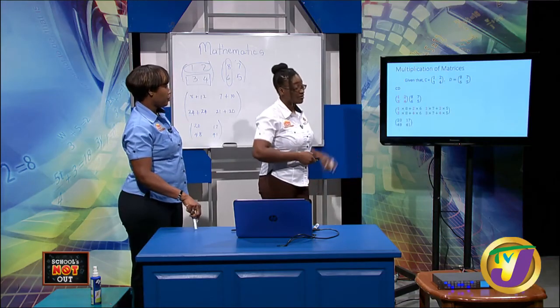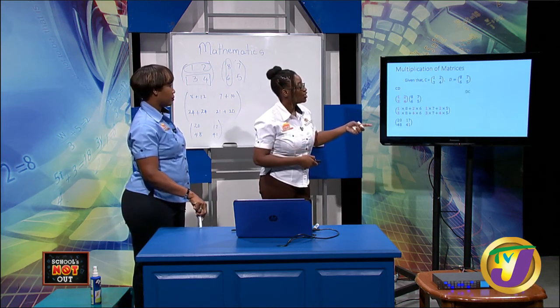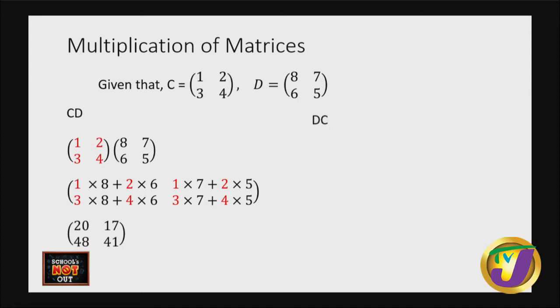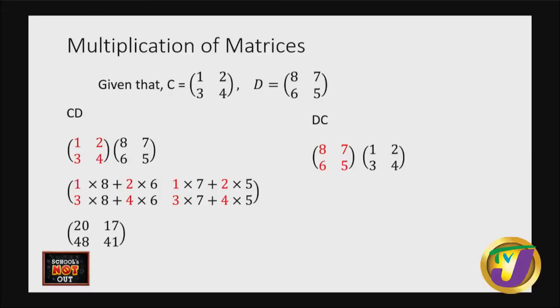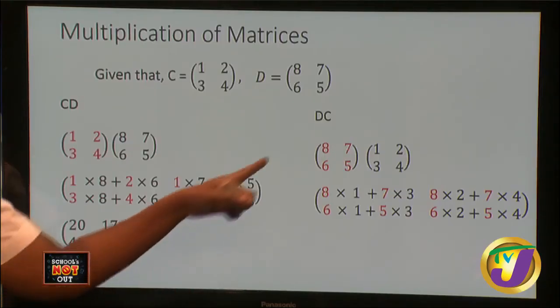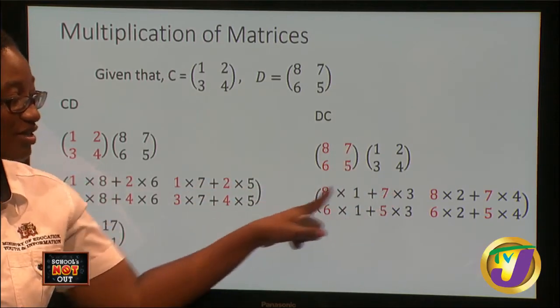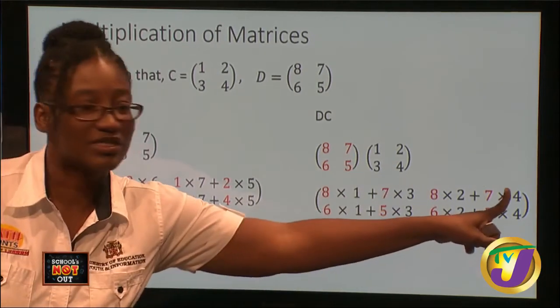So in the interest of space, I want to take us back over here now. We would now look at DC. So we have changed the position of the matrices again. Now matrix 8, 7, 6, 5 is the multiplier and 1, 2, 3, 4 is the multiplicand. We notice that they are both 2 by 2s, so they are compatible in this arrangement as well. In the interest of space on the board and time, we would have done some of it. Again, row 1, column 1 by column 1, and the result goes in that position. Row 1 by column 2, the result goes in the same position.